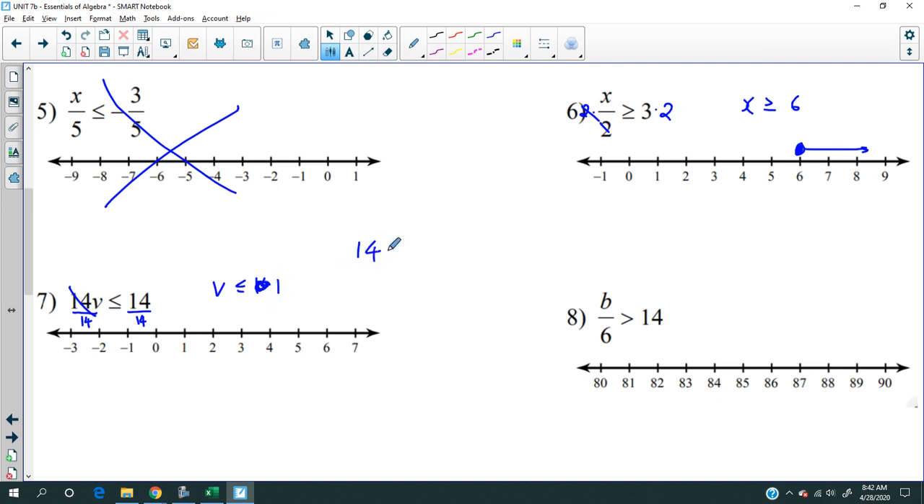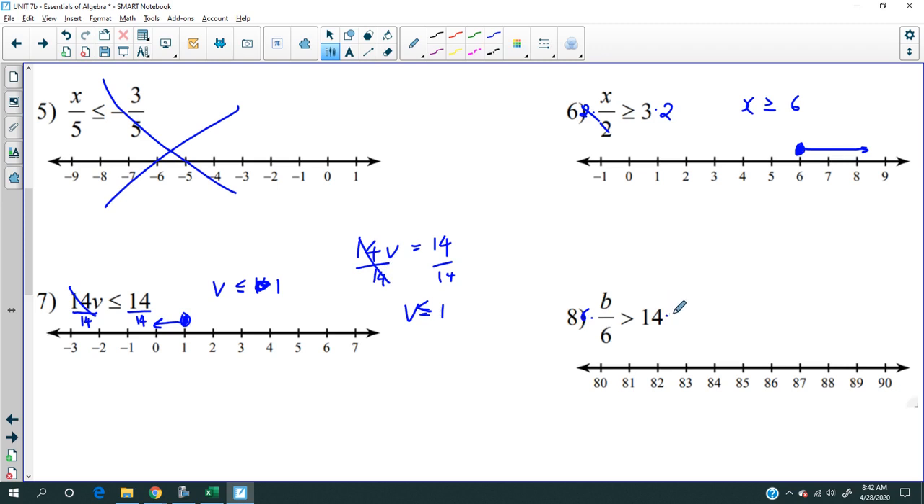Alternatively, if you want to say, look, this sign really confuses me, can I make this an equal sign? This is what it will look like. I mean, think about it: 14 times what gives you 14? 1. So don't forget again, you've got to change the sign back. Right here, arrow goes to the left, and then fill in the circle. Okay? All right.